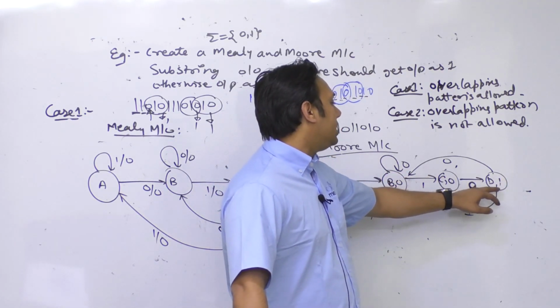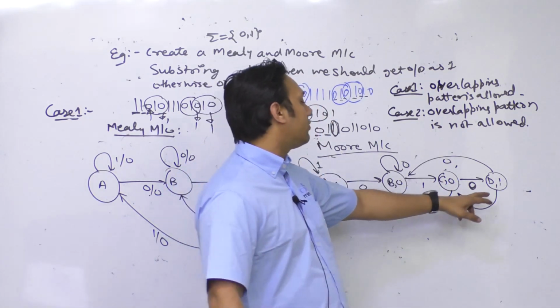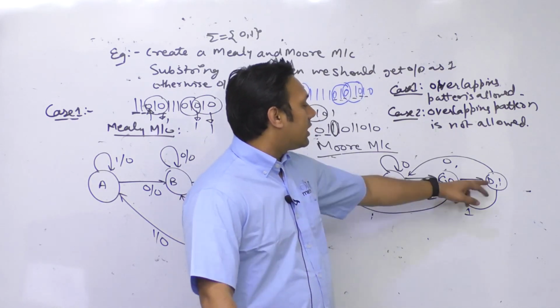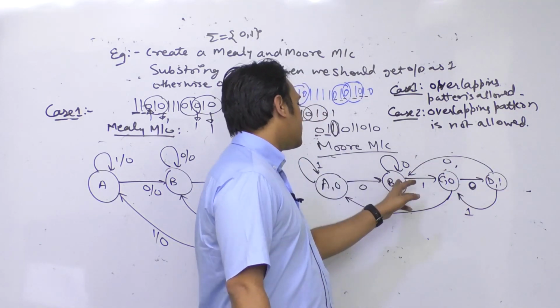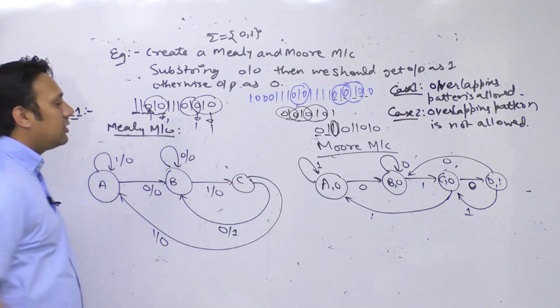And here in the state D, if again there's a 1, because it is an overlapping pattern, we go from state D to state C. And again if you get a 0, output 1 will be produced and so on. But here if you get a 0 again, we have to go to the state B to search for 1 0. So this is how this Mealy machine looks like.